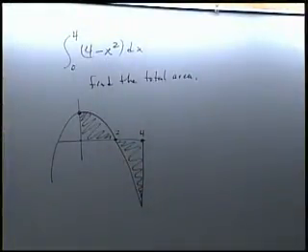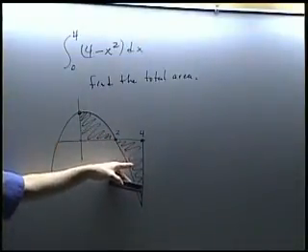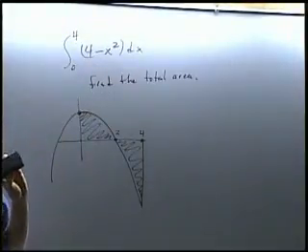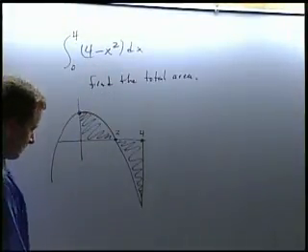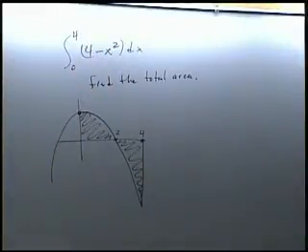and I've got a region here that needs to be calculated. If I just do the 0 to 4 antiderivative, that's going to take this and subtract this area down here. Well, that's not what I want if I want the total area. So what I need to do is break this down into 2 separate antiderivative problems.